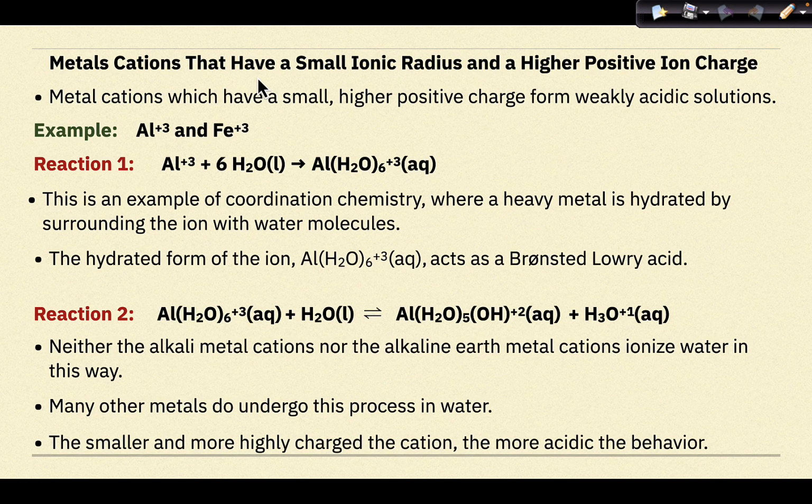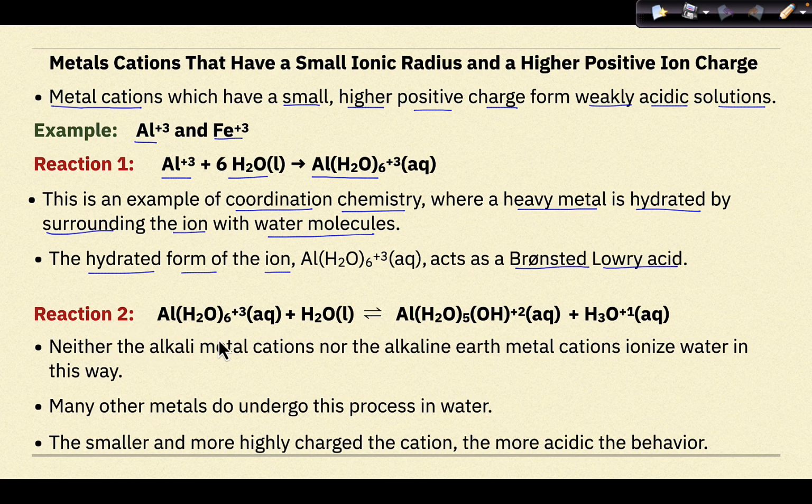Metal cations that have a small ionic radius and a higher positive ion charge. Metal cations, which have a small size and higher positive charge, form weakly acidic solutions. So two examples are the aluminum ion and iron+3 ions. Reaction 1: Al+3 reacts with H2O to form Al(H2O)6+3. This is an example of coordination chemistry, where a heavy metal is hydrated by surrounding the ion with water molecules. The hydrated form of the ion, Al(H2O)6+3, acts as a Bronsted-Lowry acid.